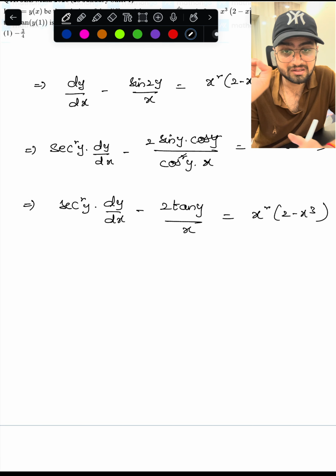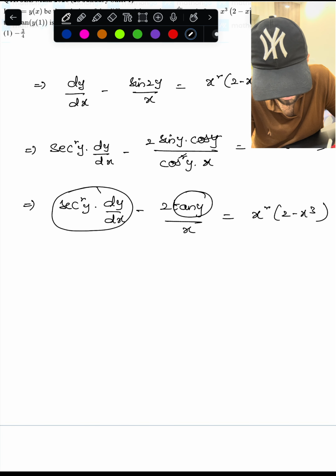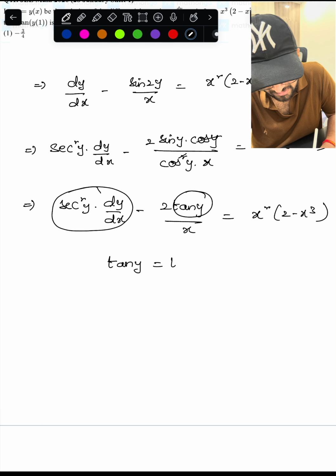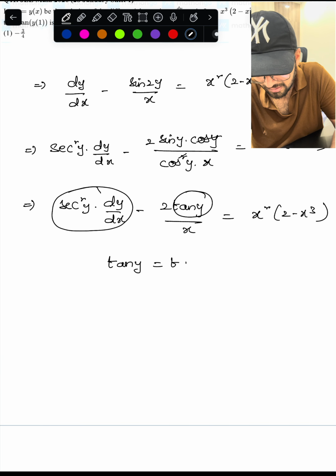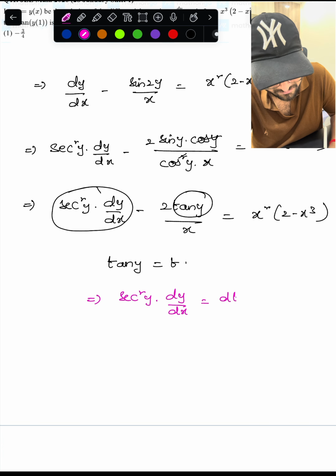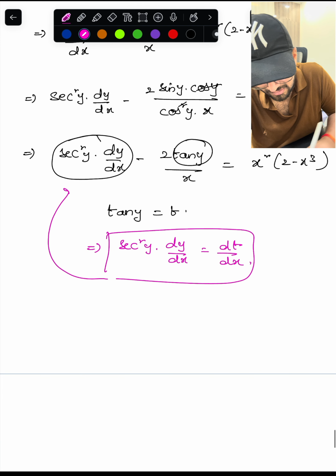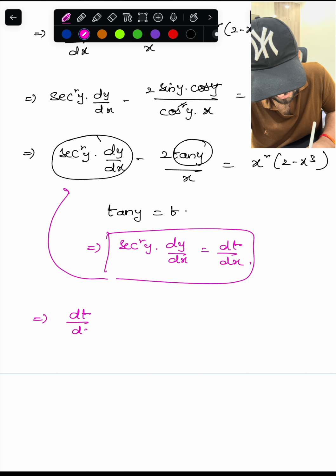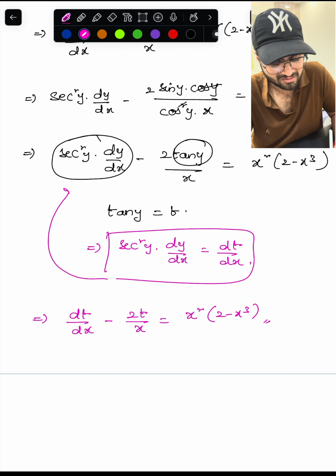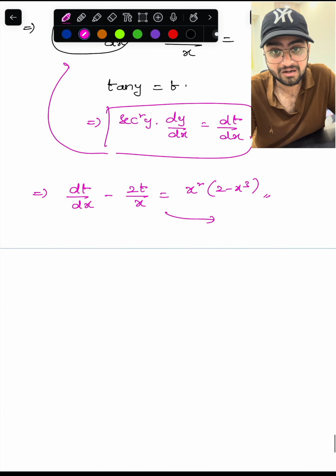Just by looking at the terms, I got the idea that tan y is there and secant square y dy by dx is there. So what I can do is take tan y as some t. Now if I differentiate it, secant square y dy by dx becomes dt by dx. So substitute this here. You will be getting dt by dx minus 2t by x equals x square times (2 minus x cube). Now jackpot. It's a perfect linear differential equation.